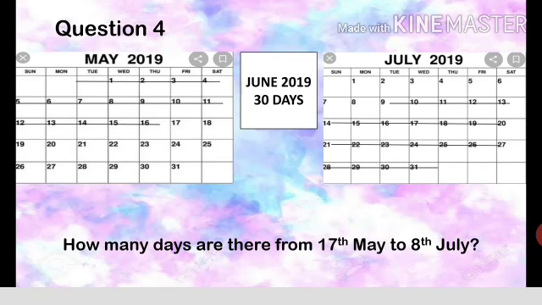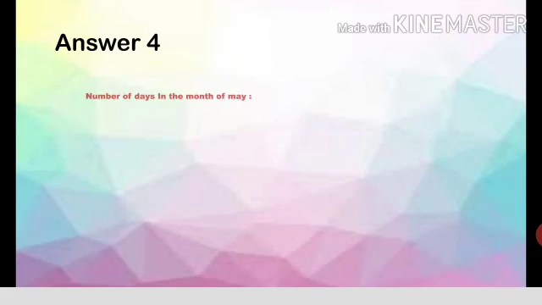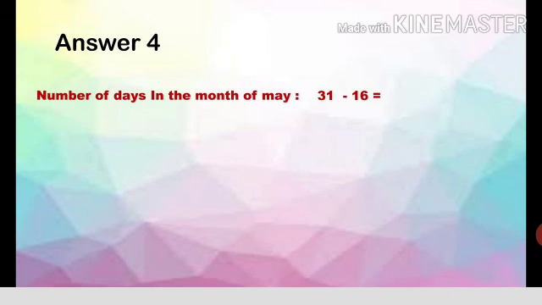So now how can I find the number of days in the month of May? What you have to do? From the total number of days. Here 31 is the total number of days. From 31 you have to subtract the days before, which is 16. So if you subtract, you will be getting the total number of days in May. Then you should add full June. So let's see, number of days in the month of May. It is 31 minus 16, which is 15 days.